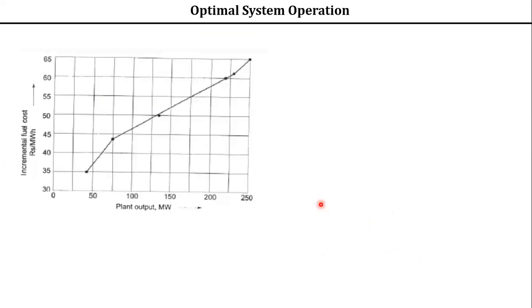At any value, looking into this graph, you can find out what is the loading for each plant output. Suppose this is 200 and here it is 225. At 225, what is the lambda value? Somewhere around 61 you are going to get. So at lambda equal to 61, what are the values of Pg1, Pg2? You substitute in the incremental fuel cost equations, you can find out. Clear? Any doubts? I will clarify it.